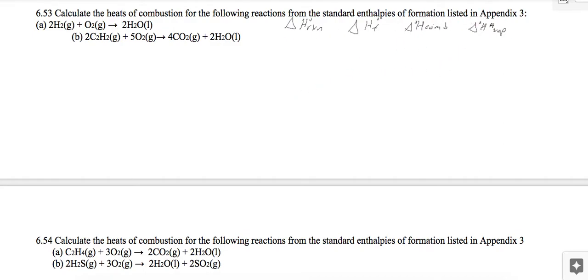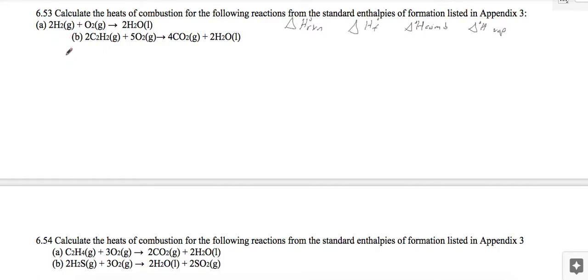We call them heat of things. And they all mean the same thing. It's just what they're being applied to. So this is heat of combustion because this is a combustion reaction. All right, so we go to the appendix and we look up the different heats of formation for these, because the heat of reaction is going to be the difference between the products' and the reactants' heats of formation.